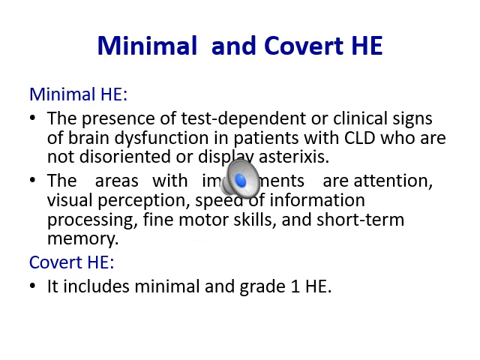Regarding minimal encephalopathy, it is the presence of test-dependent or clinical signs of brain dysfunction in patients with chronic liver disease who are not disoriented or display asterixis. The areas with impairment are attention, visual perception, speed of information processing, fine motor skills, and short-term memory. And as you see, these areas are usually testing very fine functions, whether visual, auditory, or motor functions. And the covert hepatic encephalopathy includes, as we said before in the West Haven criteria, both minimal encephalopathy and grade 1.